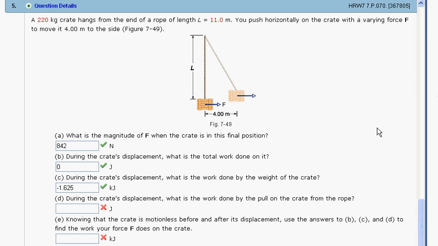Excellent. Okay, so we got that right. Now, during the crate's displacement, what is the work done by the pull on the crate from the rope? So that's this rope pulling up here, or that way.